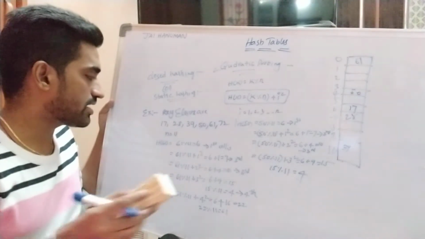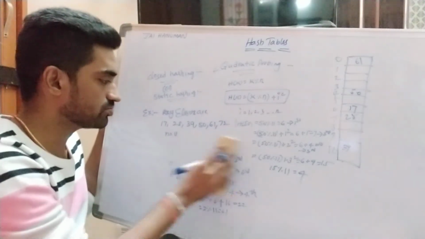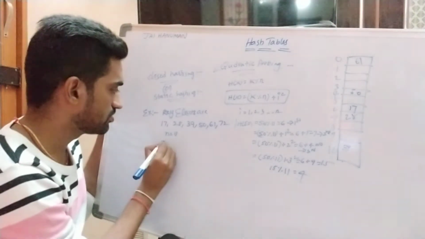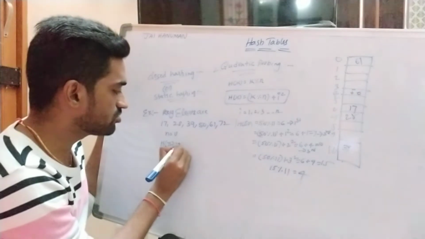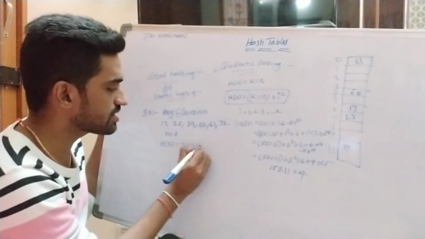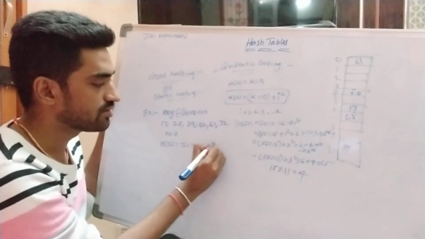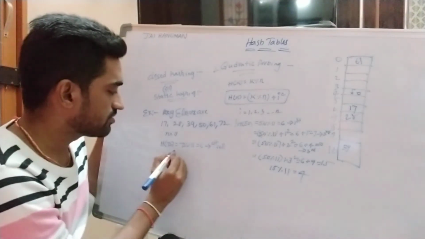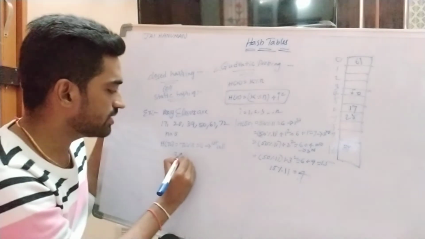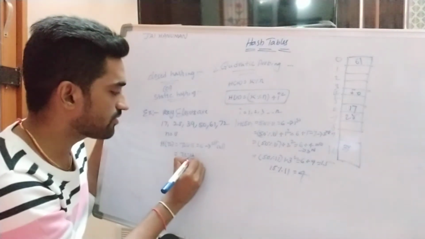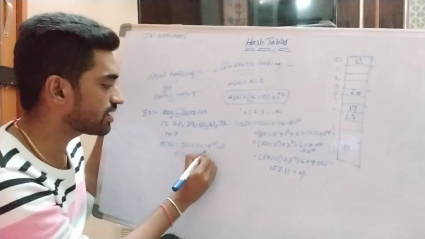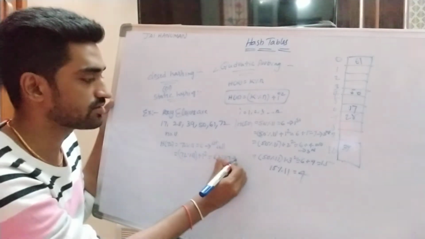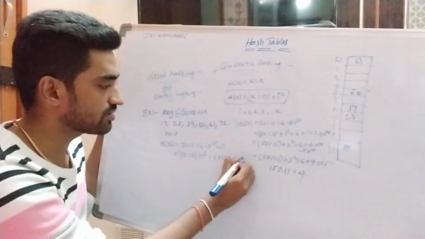What is the next key value? H of 72. 72 modulo division of 11, 6. 6 is not vacant position. First collision is occurred for 72 key element. Then we are applying quadratic probing. 72 modulo division of 11 plus initial value 1 square. So 6 plus 1, which is equivalent to 7. This is not vacant position. Second collision is occurred.